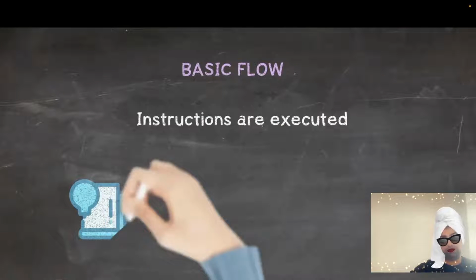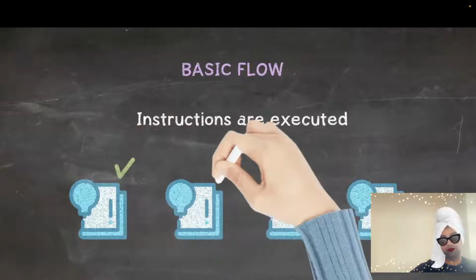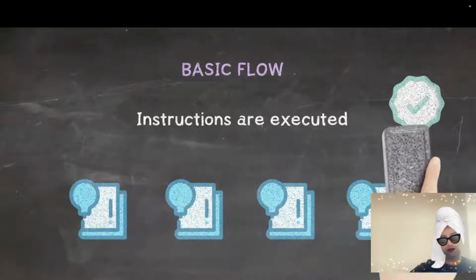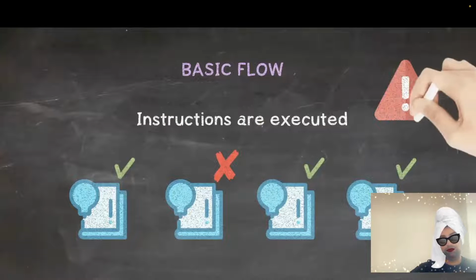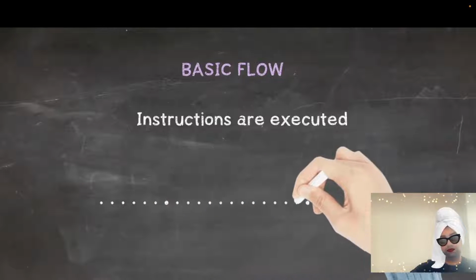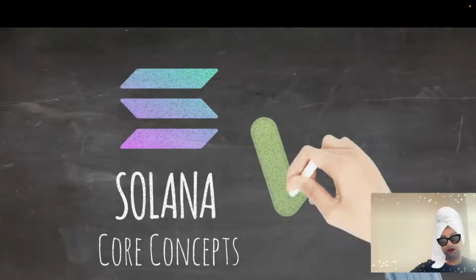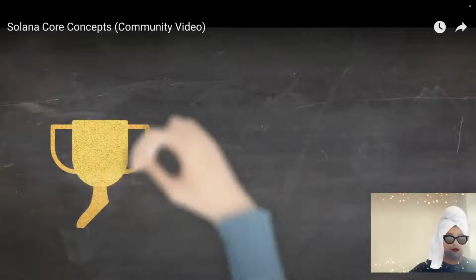Instructions are then executed sequentially and atomically for each transaction. That is, if every instruction checks out, changes are committed and your program has successfully been executed. Now, if any single one of the instructions is invalid, all account changes in the transaction are completely discarded and the state of execution goes back to how it was before. So this is going to wrap up our Solana Core Concepts video. I really hope you managed to conceptualize what was presented here.